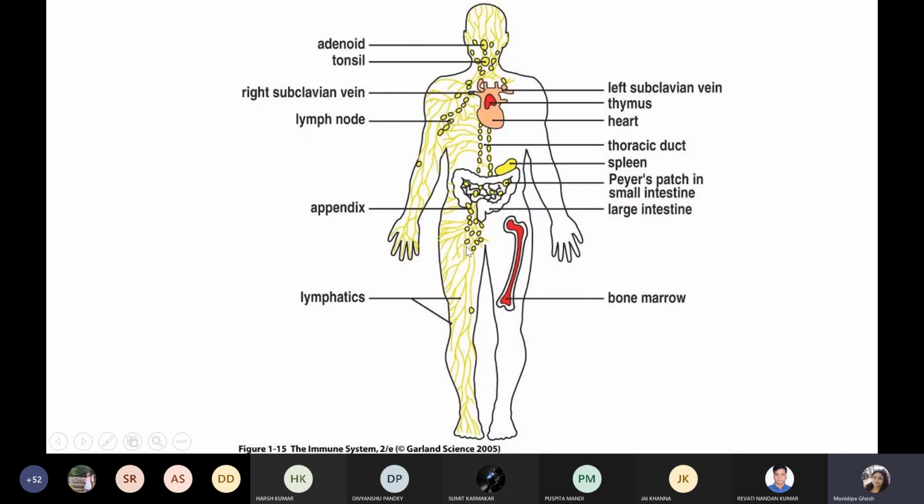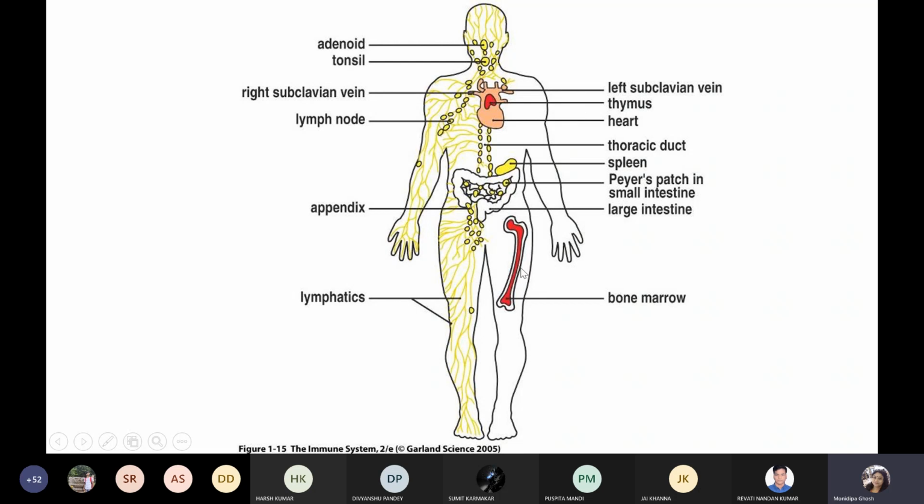There are small lymph nodes in the groin region and in the shoulder regions. These are the peripheral lymphoid organs. The blood cells are given rise in the bone marrow, and the pluripotent cells can differentiate into B cells, and the B cells also mature here. But the T cells develop in the bone marrow and migrate to the thymus to mature. That is why their name is T cell.